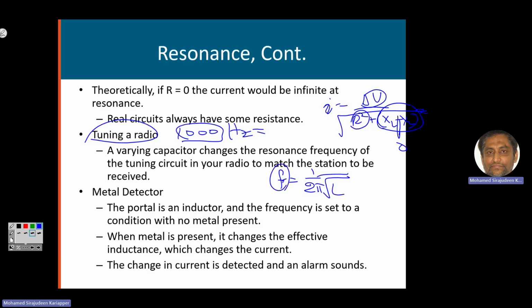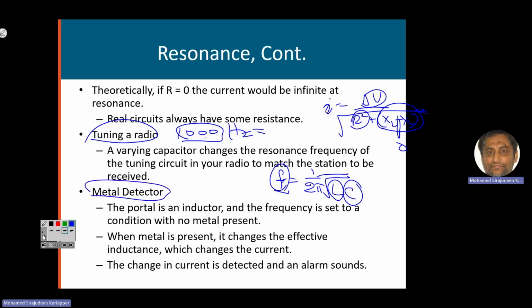How can I adjust this to be 1000 hertz? You can either change the L or change the capacitor. Normally what you do is change the capacitor value. For example, when you tune the radio, you rotate the knob, and what you do is change the capacitance value. A varying capacitor, by adjusting its value, we can match it with the transmitting radio station and therefore catch the signal. So that is one application of this resonance frequency.